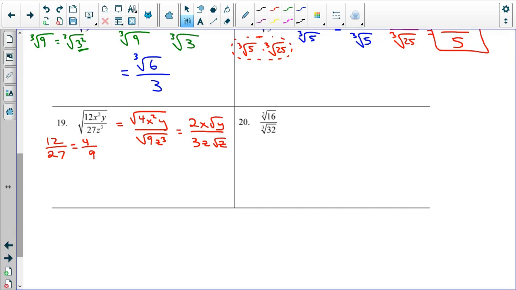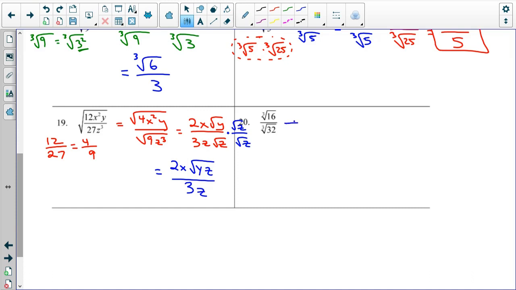But I need to do one more little thing, because I'm not allowed to have a square root of z in the bottom. So I'm going to multiply by the foo, square root of z over square root of z, because I need to have 2 z's in order to get rid of the radical in the denominator. So I end up with 2x root yz all over 3z. That's my final answer.